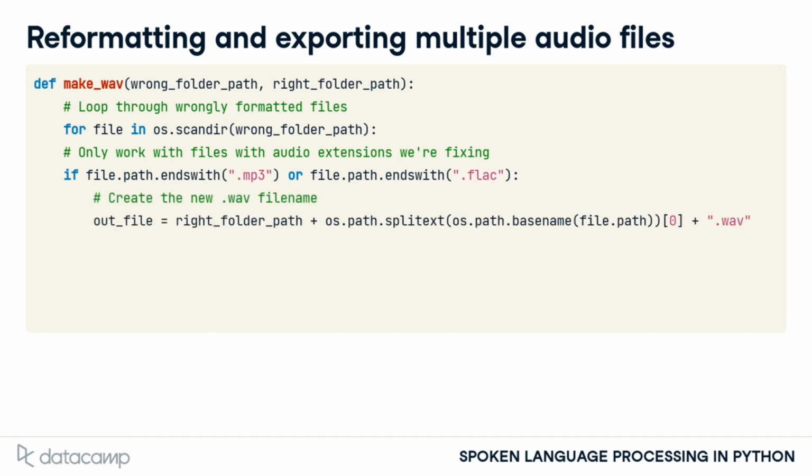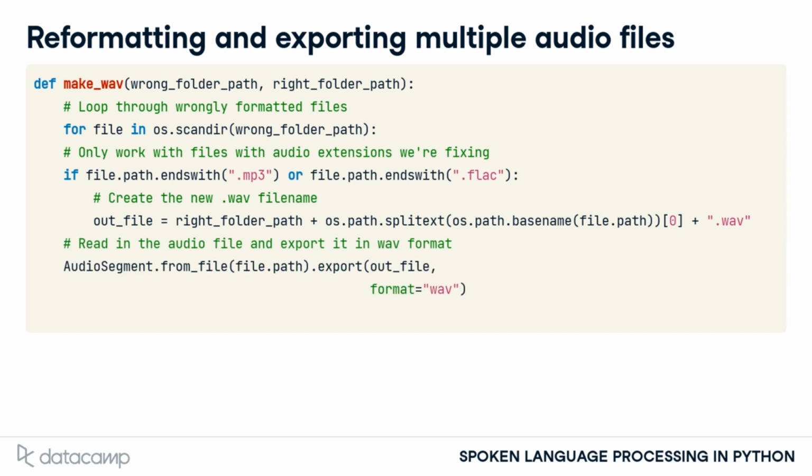If there's a match, you could create a new file name for the file you're working with by splitting the original file name and removing its extension using os.path.split text and os.path.basename. This will leave you with the original file path without the extension, which we can add on the end with the addition operator and a WAV string. Once you've got a file name to export to, you can use Pydub to import the original audio file and export it with the new file name and the updated WAV format. We'll add a print function to check what file we're creating.